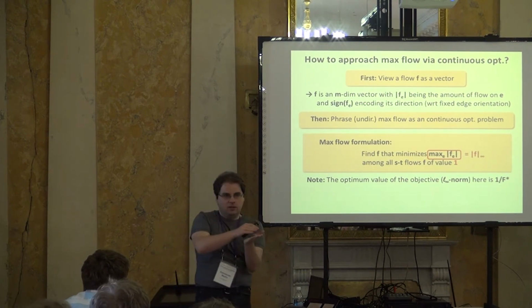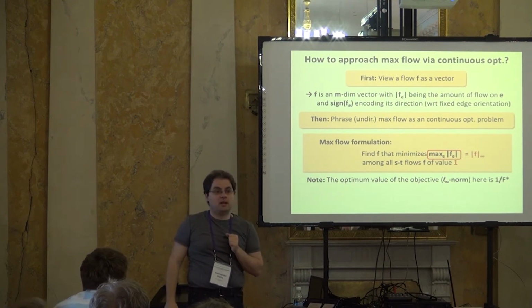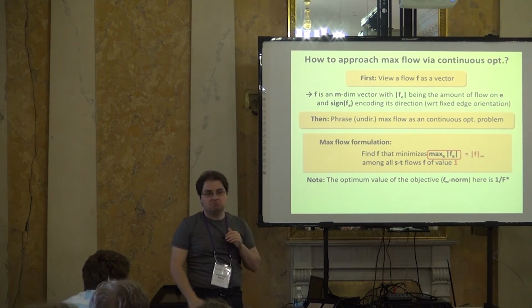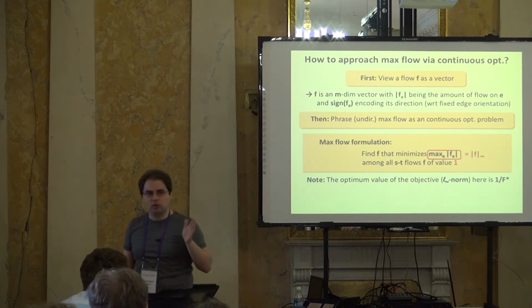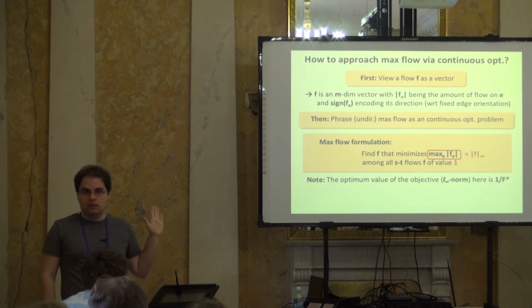So if I want to get the actual max flow back, I just have to multiply everything back to get the maximum capacity to be 1 again. So this is just modulo the scaling, which might be a bit confusing. This is completely equivalent to the maximum flow problem. Okay, and this is the problem that we want to solve. Okay, so far so good.